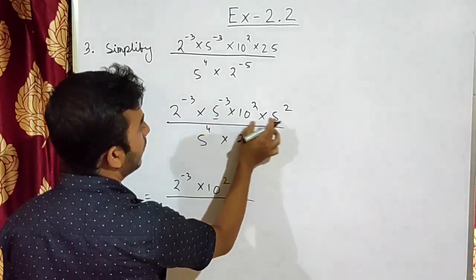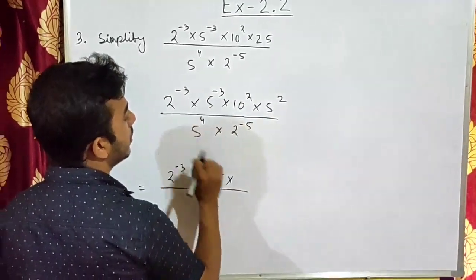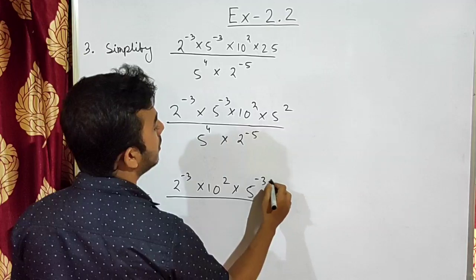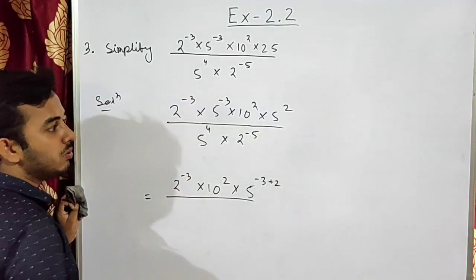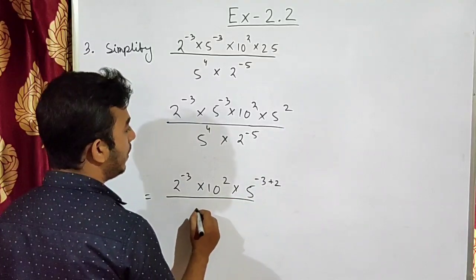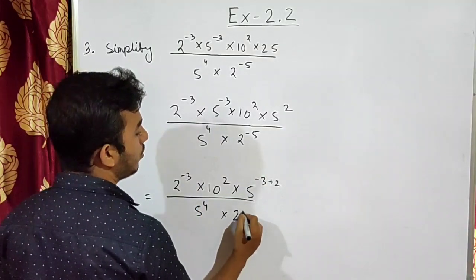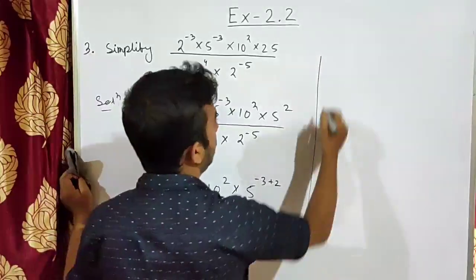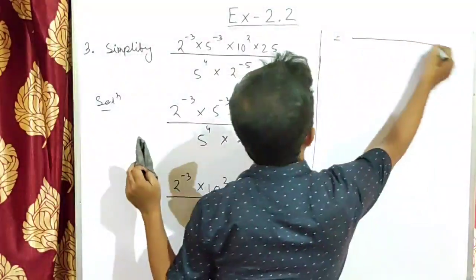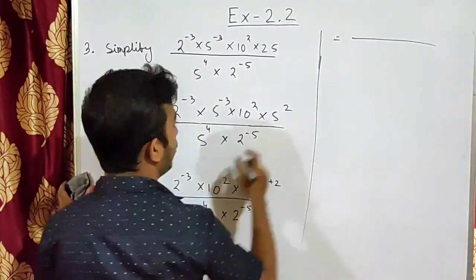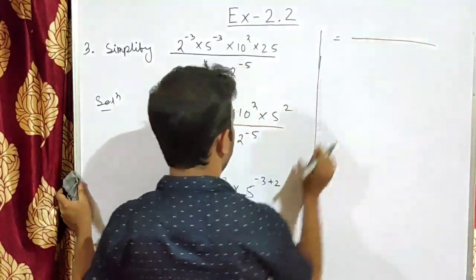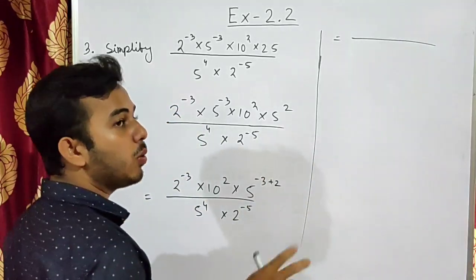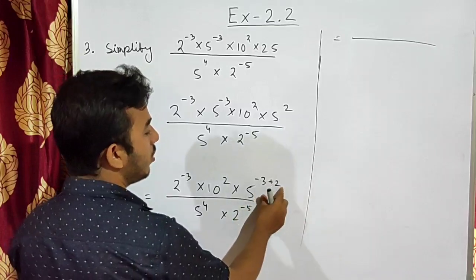Now look, these both have 5 base common, isn't it? So can we write 5 common, and both of them are multiplied, right? So what it will be? Minus 3 plus 2, isn't it? Now in the denominator will remain the same, 5^4 into 2^-5. So next step, it will be 2^-3. Now do you know how this came? Because a^m into a^n equals a^(m+n), isn't it? So with this law I have written this.